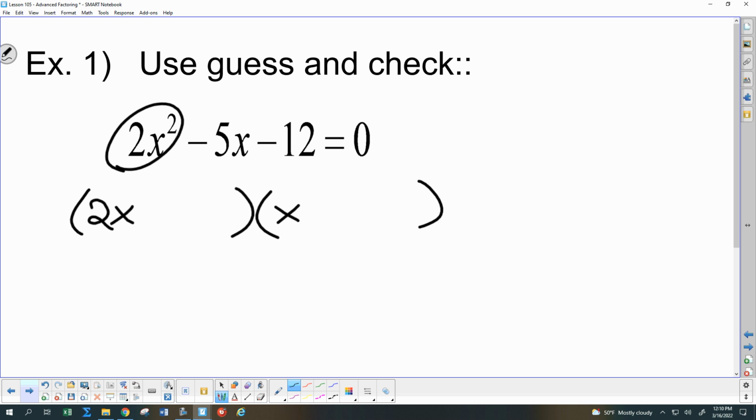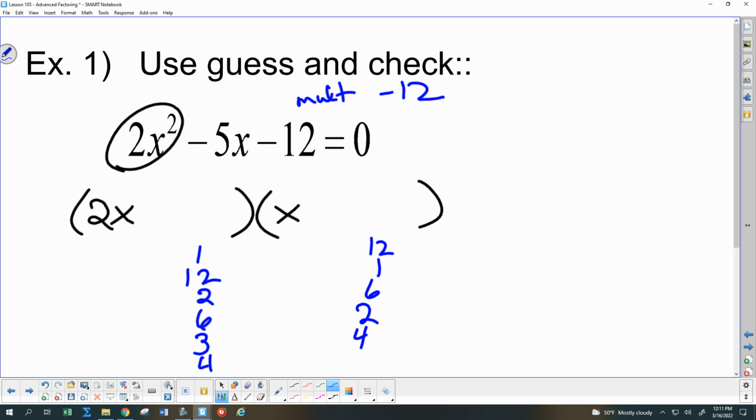Then guess and check would say multiply to negative 12. So I could have 1 and 12, 12 and 1. What else multiplies to be 12? 2 and 6, 6 and 2. What else? 3 and 4, 4 and 3. If they multiply to be negative 12, I need one that's positive, one that's negative, right? Now, these numbers do not add to negative 5.